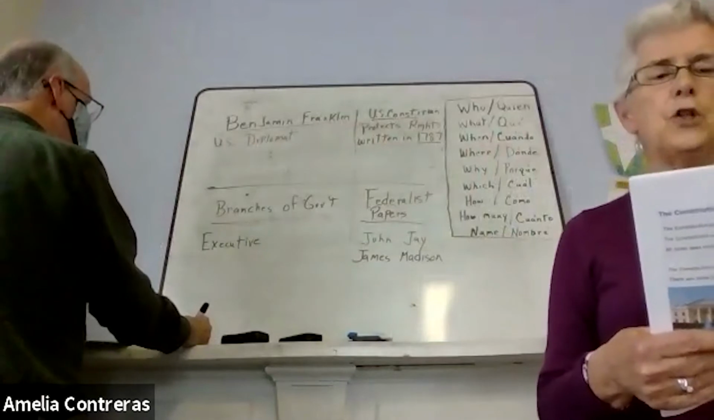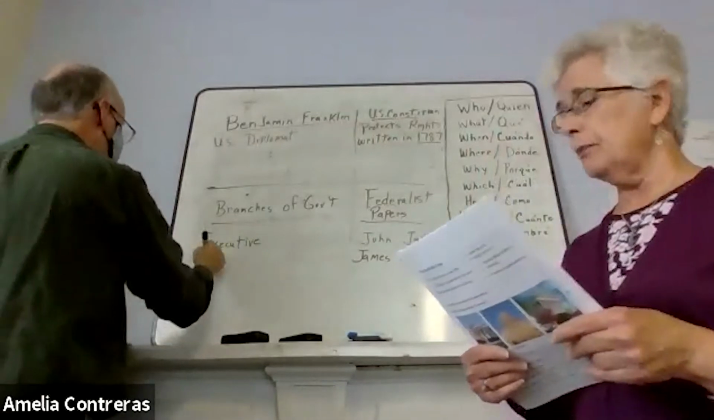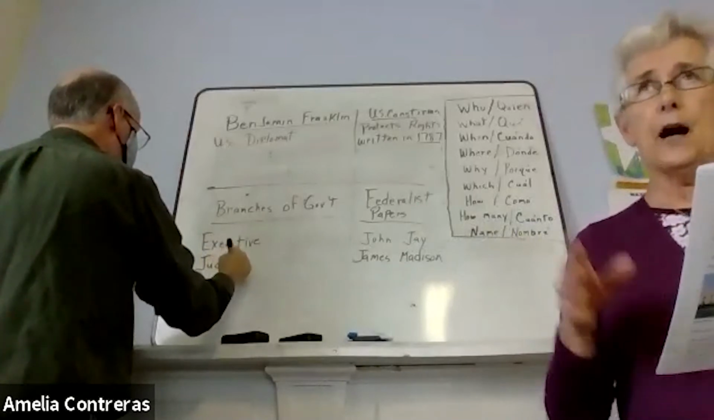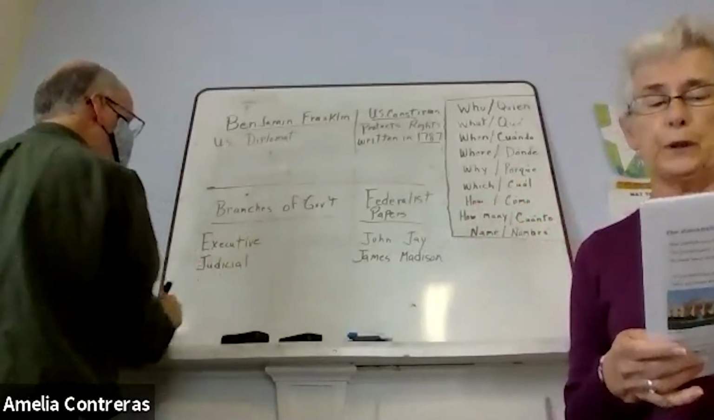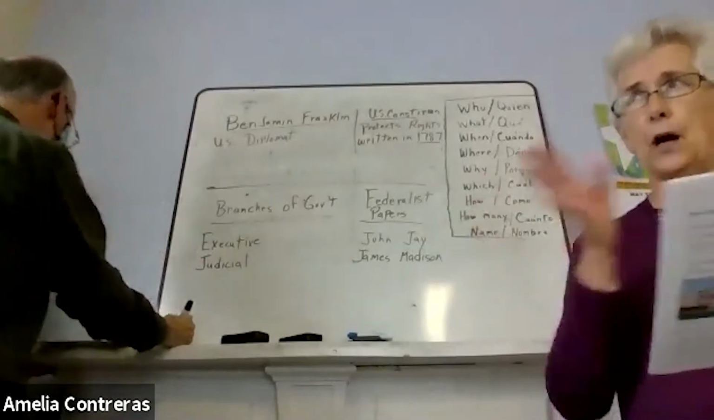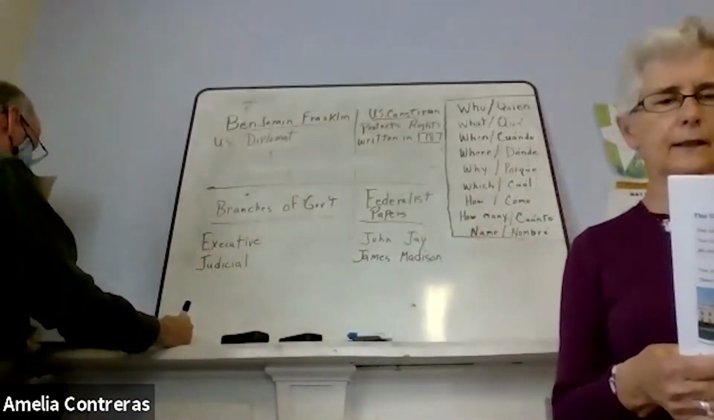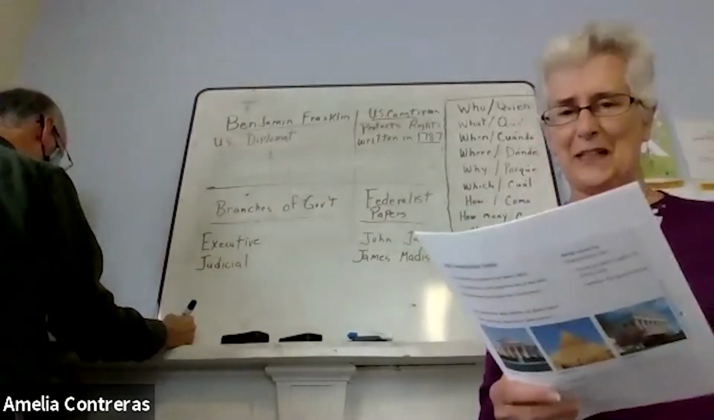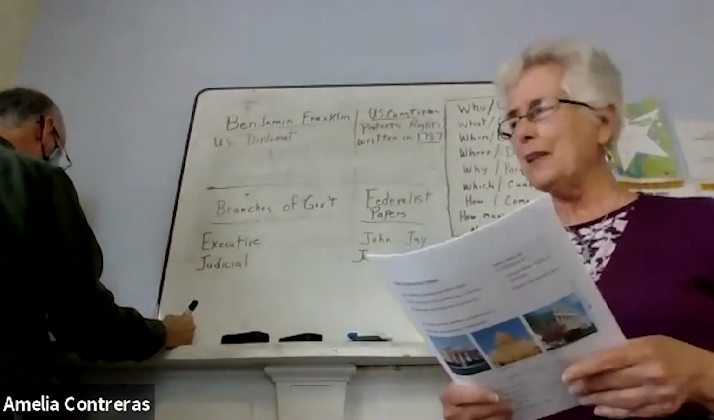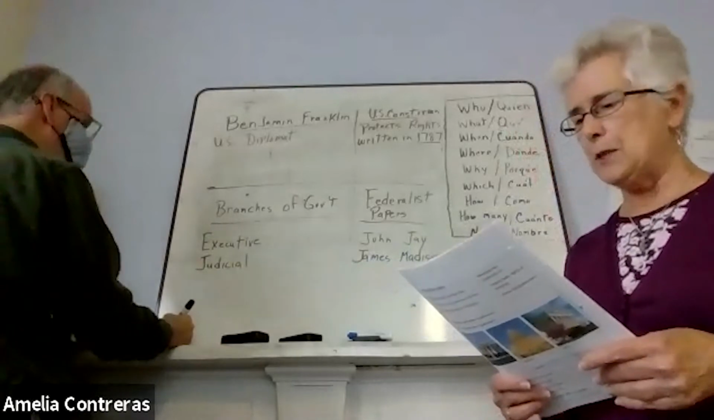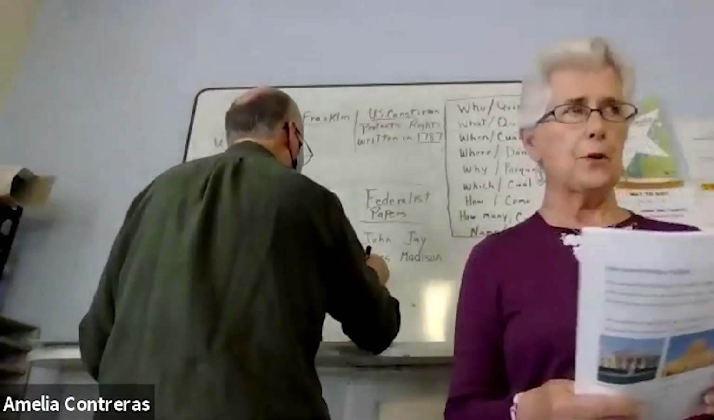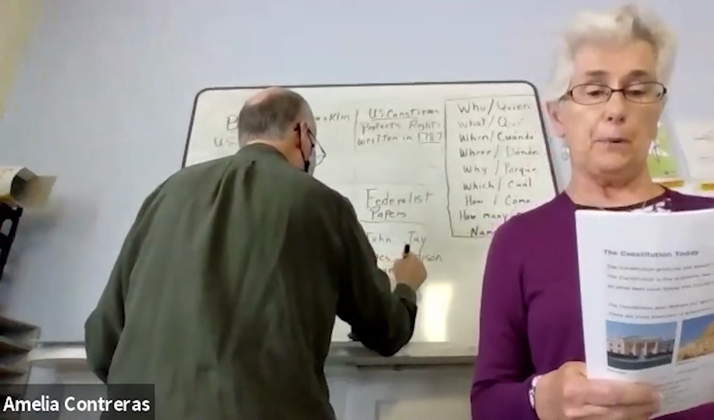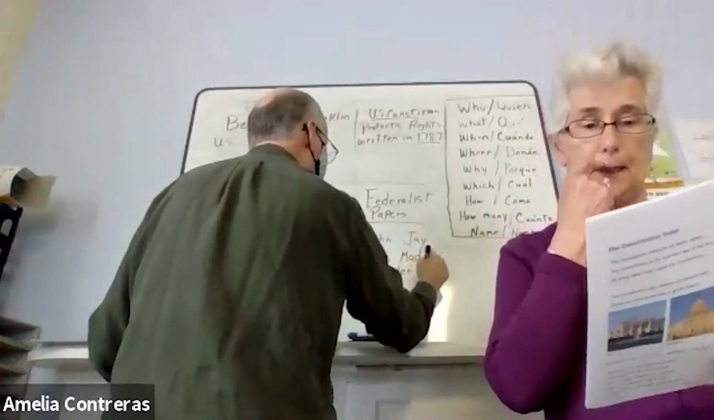Next column, judicial. And that is the courts. And the highest court is the Supreme Court. And that's right behind the Capitol, in the capital of the United States. Capitol building in the capital city. Okay, Alexander Hamilton. He was the third writer, actually the one that wrote the most of the Federalist Papers. Alexander Hamilton.